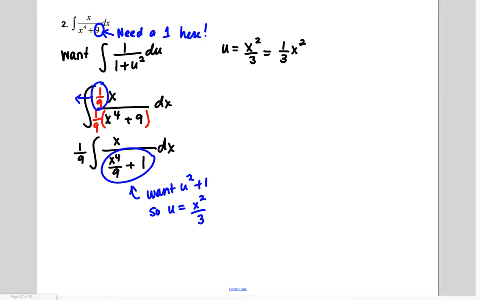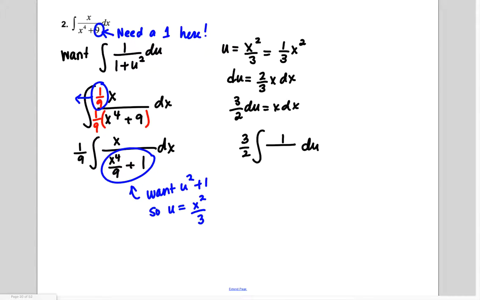So what's du? Yeah, it's going to be the 1/3 times 2x, which is 2/3 x dx. Are we getting there? 3 over 2 du equals x dx. And we start replacing. So our x dx is replaced with 3 over 2 du. You can put the du on the top if you want. My students always hate du's on the top. I don't know why.